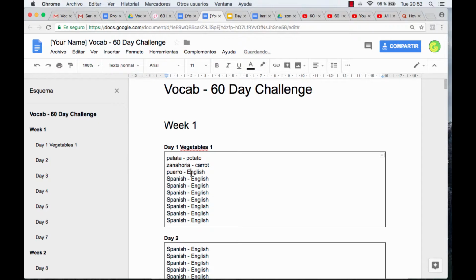Puerro, leek. Okay, you are going to be creating your lists of vocabulary depending on what is your area of interest. Because if you're a musician, you don't need medical vocabulary. But if you're a doctor, you don't need aeronautics vocabulary. Okay, so it's very important for you to create your own lists.